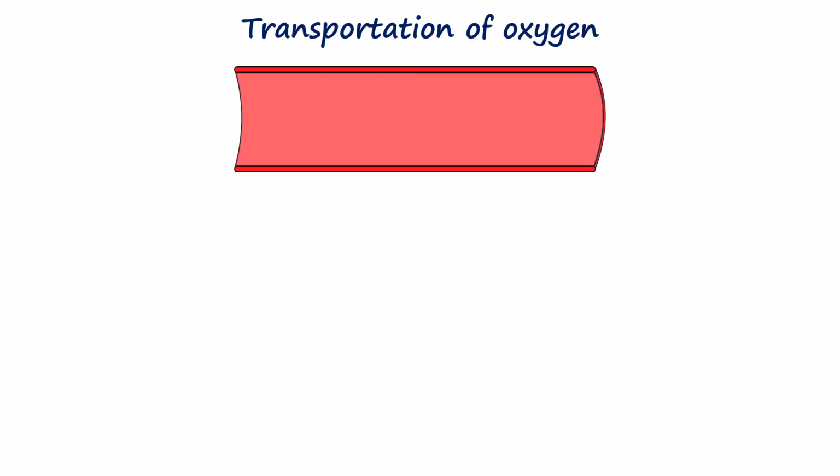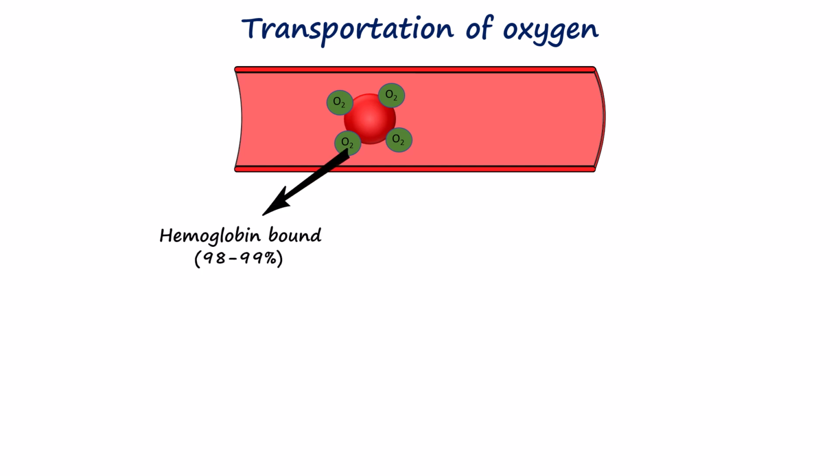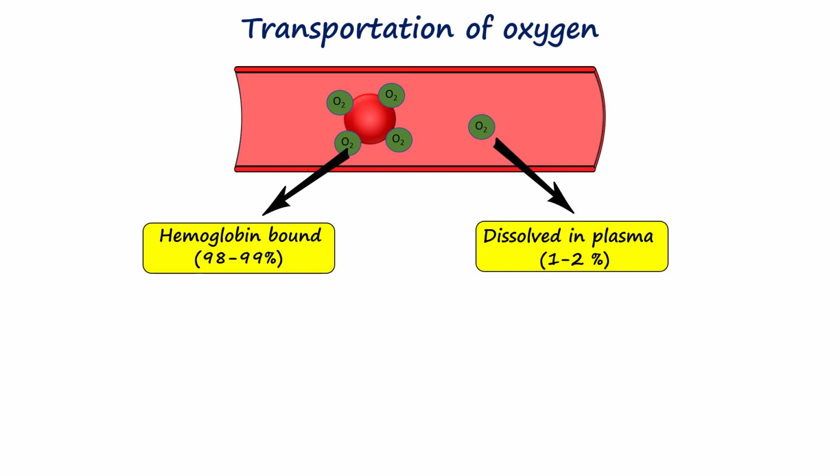Before we begin with the main topic of the video, let's briefly look at how oxygen is transported in the blood. Oxygen is transported in the blood in two main forms. The majority of oxygen, about 98 to 99%, is carried by hemoglobin and the rest by dissolving in plasma. Each hemoglobin molecule can bind up to 4 oxygen molecules.